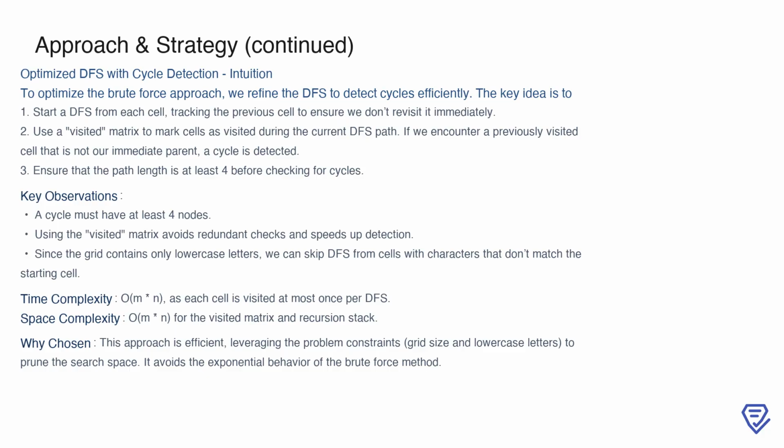By doing so, each cell is visited at most once per DFS, leading to a time complexity of O(m*n). The space complexity remains O(m*n) due to the visited matrix and recursion stack. This method is particularly effective because it takes advantage of the problem constraints, avoiding the exponential behavior of the brute force approach while maintaining simplicity and efficiency.